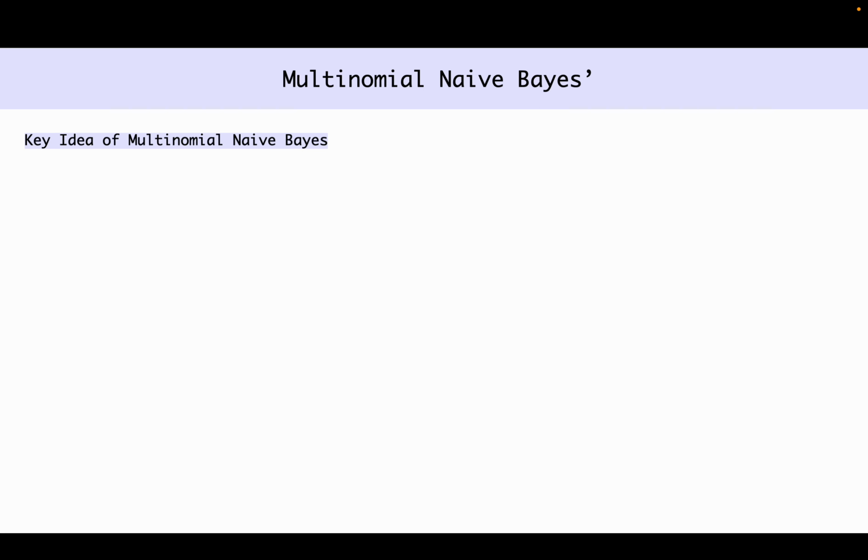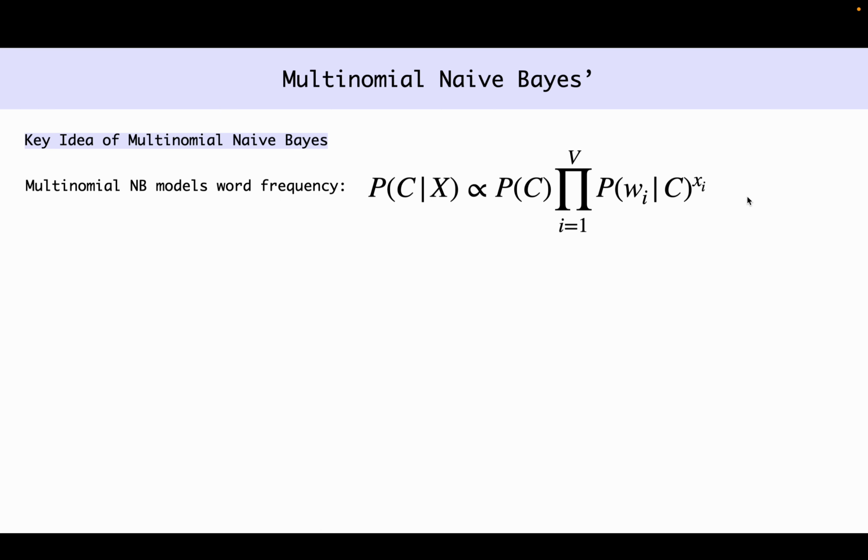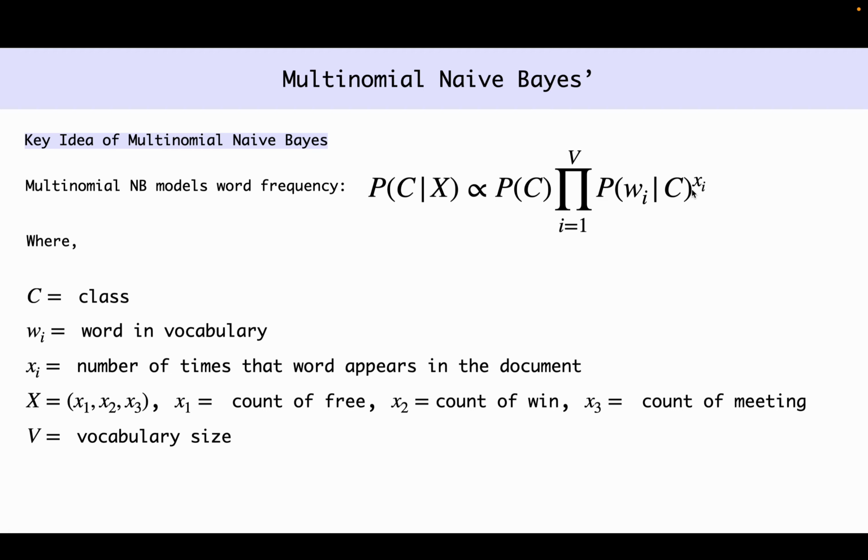Now let us see how we compute the posterior scores. This is what I was saying: the posterior score is proportional to the prior and the product of the likelihood functions. Here we have to observe that xi is the number of times that word has appeared.